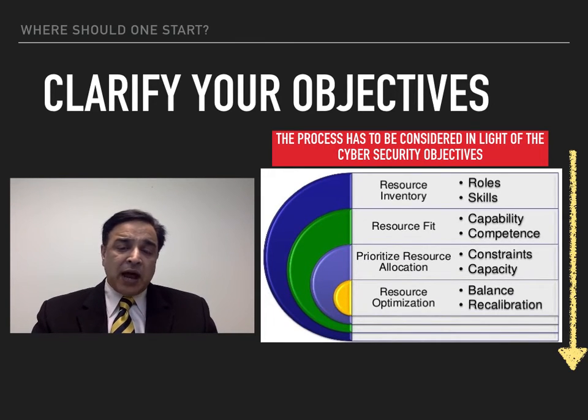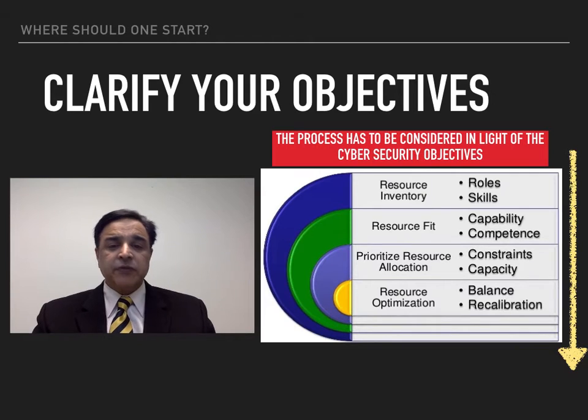So where should one start? I like thinking of a resource allocation problem at 4 different levels. And the first one is what is in our resource inventory, which really means what kind of roles do we currently have in the organization, what kind of skill sets do we possess in the company. And a combination of the roles and skills defines our resource inventory.